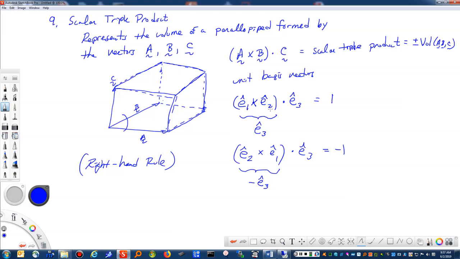Now, some of these things repeat. So let's say we had e hat 1 crossed with e hat 2. I don't necessarily need the parentheses because the cross operation takes precedence. But if we do that and then we dot it with e hat 2, let's see what we might come up with. E hat 1 crossed with e hat 2 is e hat 3. But e hat 3 dotted with e hat 2, well, those are perpendicular to each other, and so that's going to be equal to 0.